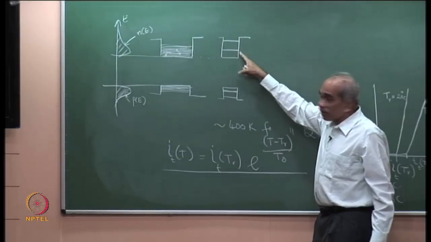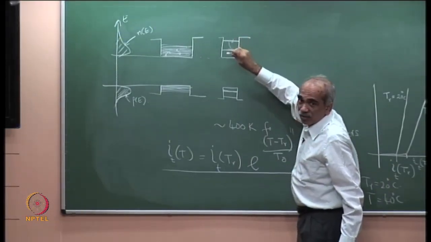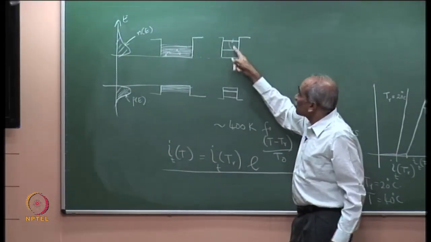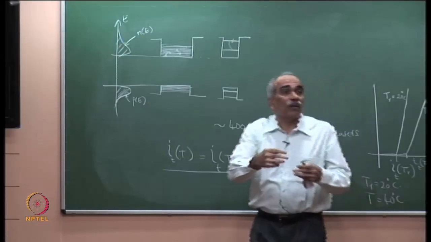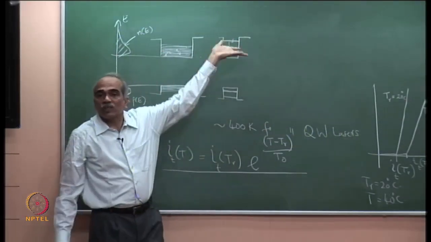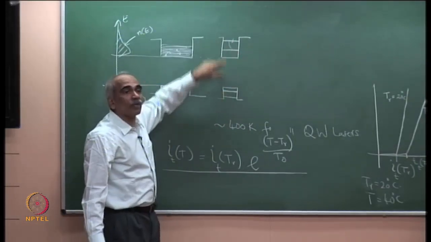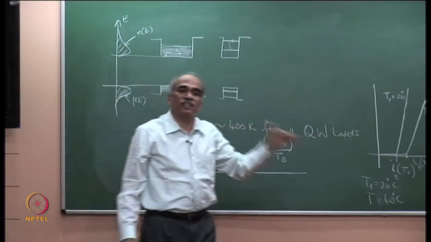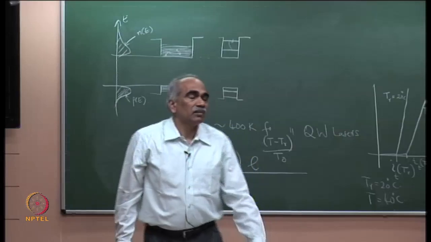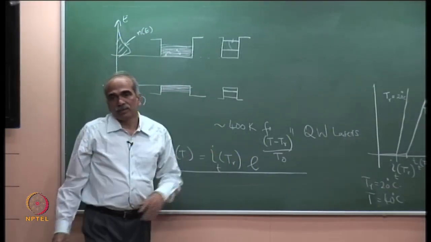Whereas in this case, the phonons have to make this transition because they are discrete levels, it is not a continuum, and therefore it is much less sensitive. Unless phonons have sufficient energy to make this transition, they cannot cause that transition. In other words, the carrier distribution in quantum wells is much less sensitive to temperature, and consequently the threshold is also much less sensitive to temperature.